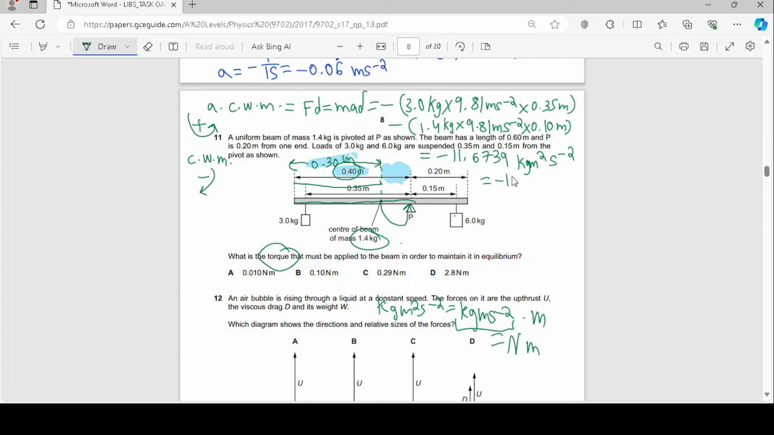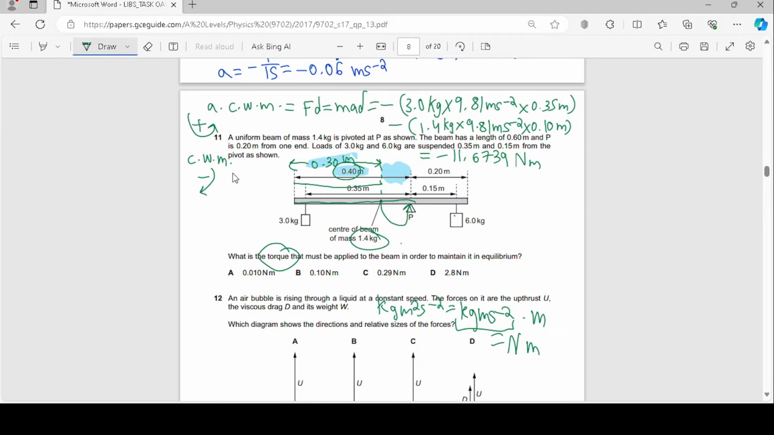So this is basically the same as minus 11.6739 Newton meters, which is the unit for moments and torques that's commonly written. So I'm just going to write Newton meters instead of kg m square s to the minus 2, to make my calculations a bit less messy on this screen. Anyways, that's my anti-clockwise moment.